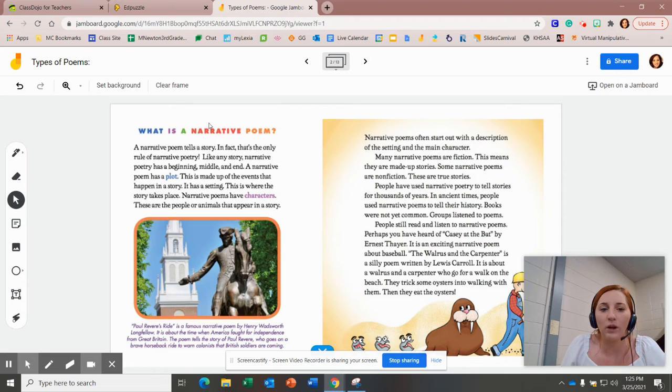The first one that we're going to look at is a narrative poem. A narrative poem tells a story. So it's you pretty much writing a story, but you created a rhyme scheme and you made it into a poem. We looked at one of those yesterday. It does have a setting, it does have main characters. Most of the time, those are fiction. Most of the time, there is a problem and a solution to it. So there is a plot.